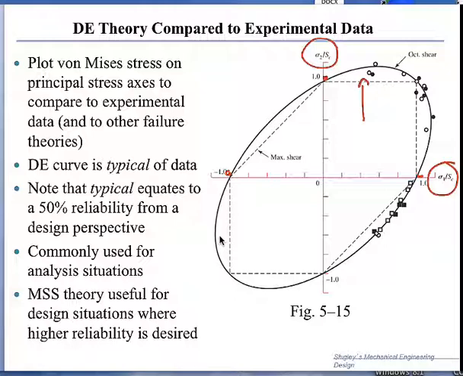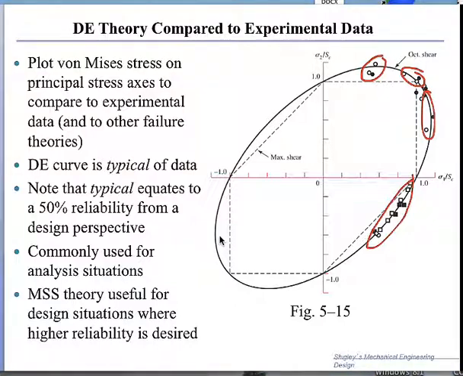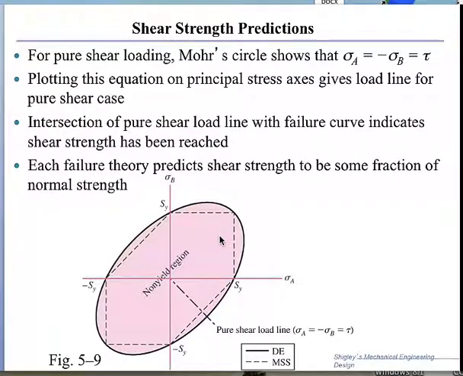And the experimental data that we have is somewhere closer to the von Mises or the distortion energy theory than the maximum shear. However, the maximum shear is, as you can see, more conservative because it lies inside, and therefore we can use it in design.